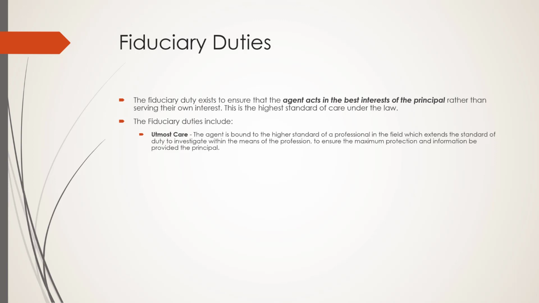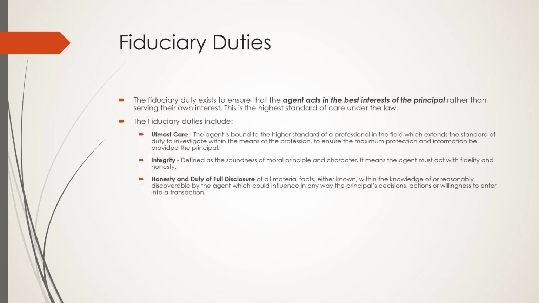So the first one is utmost care. So the agent is bound to the highest standard of a professional in the field, which means they have a duty to investigate within the means of the profession to ensure the maximum protection and information be provided to the principal. Next is integrity. So this is soundness of moral principle and character. Honesty and full disclosure of all material facts, either known or knowable by the agent, which could influence in any way the principal's decisions, actions, or willingness to enter into a transaction.